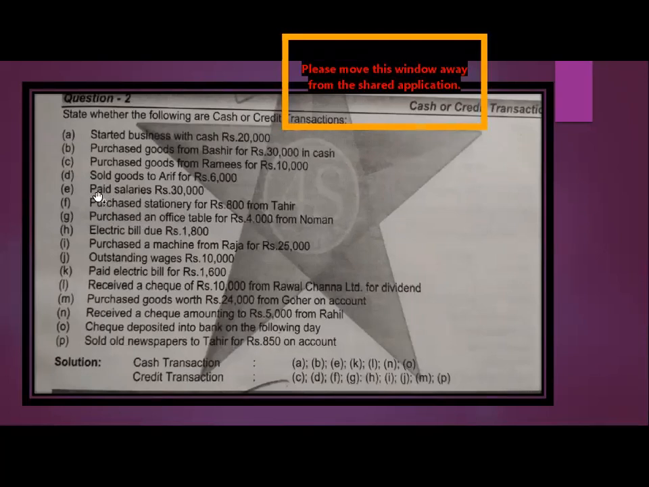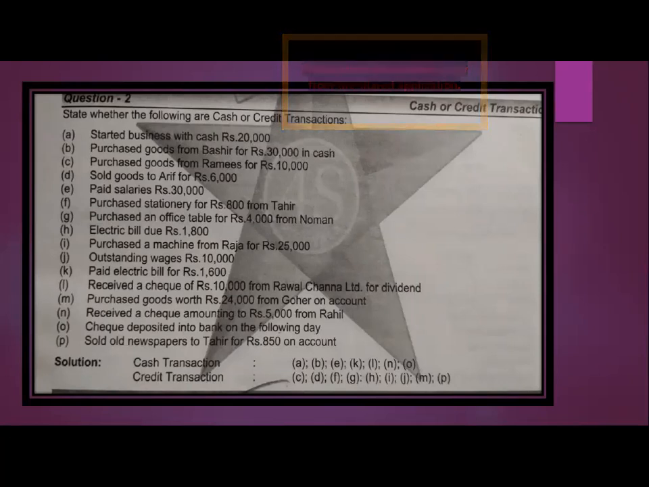Then we have E, पेड सैलरीज. जब मैंने आपको बताया, अभी हमने डेफिनेशन में देखा था कि जब वर्ड पेड लिखा हुआ है तो इसका मतलब वो भी आपकी कैश ट्रांजेक्शन है, ठीक है. तो हमने कैश ट्रांजेक्शन के लिए जो वर्ड आइडेंटिफिकेशन रखी है वो पेड रखी है, लाइक पेड सैलरीज 30,000, पेड इलेक्ट्रिक बिल 1,600. ये जो सारे पेड वाले हैं बेटे, ये भी कैश ट्रांजेक्शन ही हैं, ठीक है.